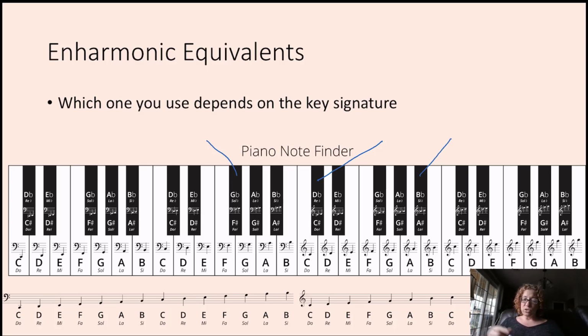Well, which one to choose depends upon the key signature, which we are going to learn very soon. So if I'm in the key of, we're just going to go with something really easy, C major, right? No sharps or flats in the key of C. I'm not going to refer to F as E sharp because it's not in the key. So it depends on the key signature.